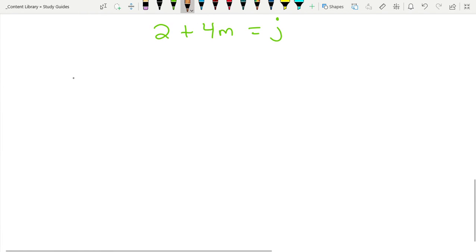Number 3, we're actually doing the solving. So this says x equals 6 minus 2y and 3x minus 4y is equal to 28.